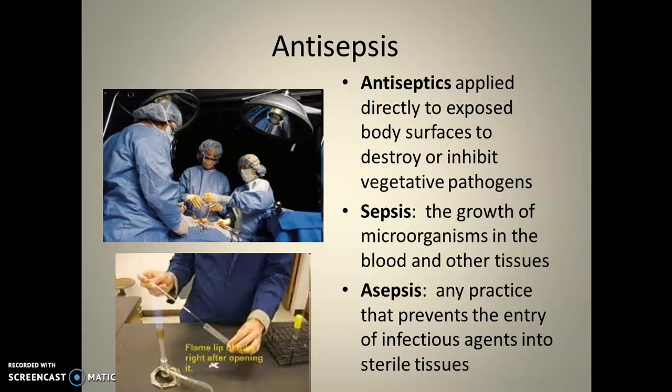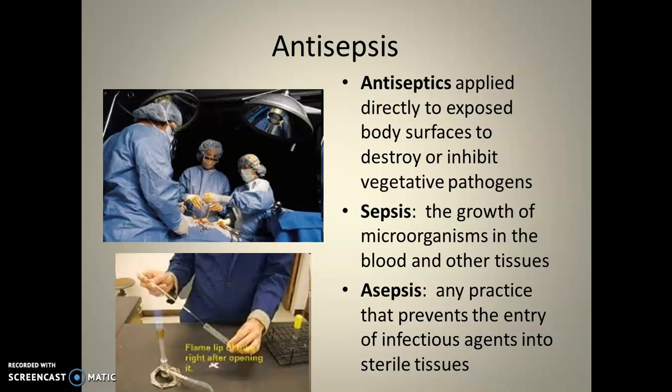Antisepsis is when you're applying something directly to a body surface that's going to get rid of microbes on that surface or inhibit the growth of pathogens on that surface. Before you inject somebody, right, you rub with like an alcohol swab. There's all sorts of procedures put in place when there's going to be an invasive, like surgical, procedure, right, to prevent infection.